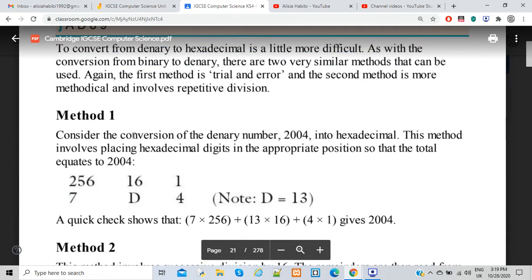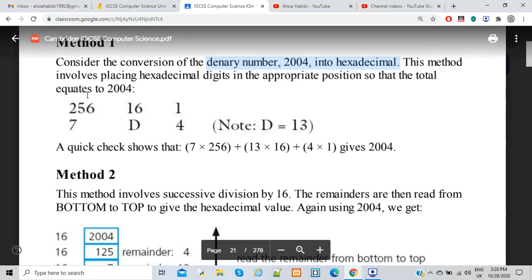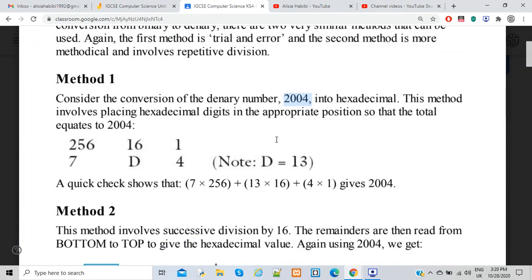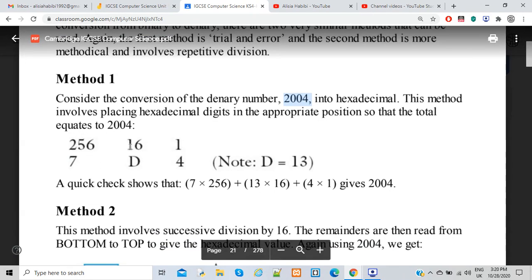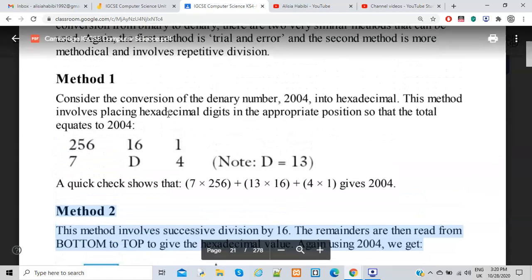So we're going to be looking at how we can convert a denary number into hexadecimal, and basically we have 2 methods. The first method is whenever you have a denary number, you're just going to look for what hexadecimal power, when multiplied by a digit and added together, can give you 2004, which is what they did here in method 1. The second method is the one I prefer to use because it's more accurate than this trial and error method.